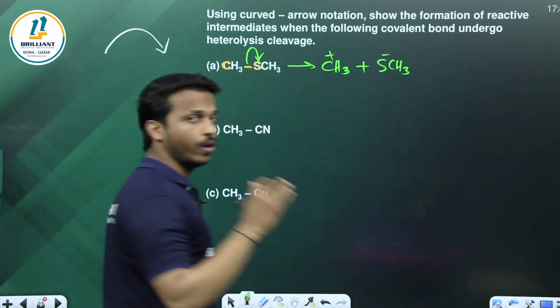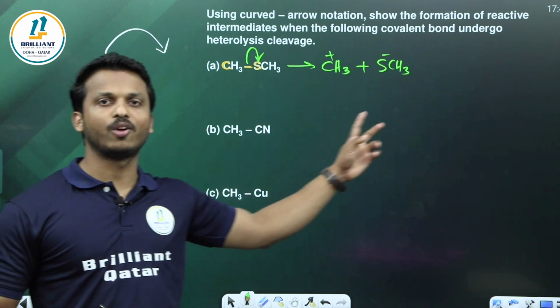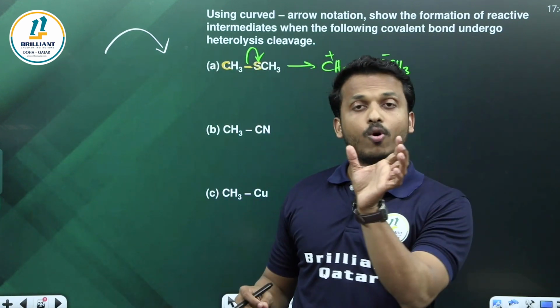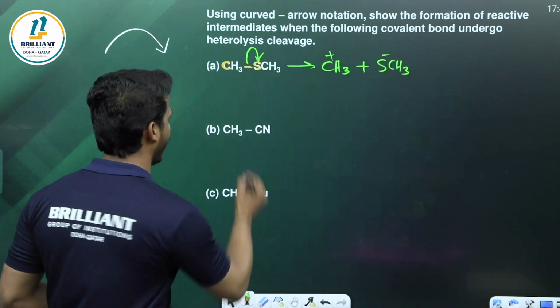It undergoes heterolytic cleavage. We get a cation and an anion. So what is the thing you have to understand here? Which is more electronegative? That's it. Let me show you another example.